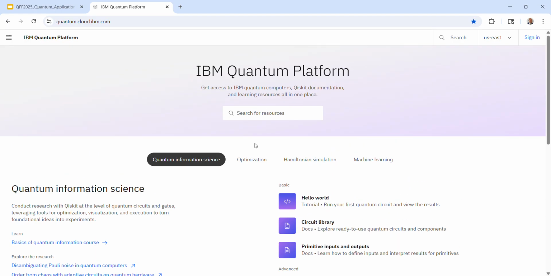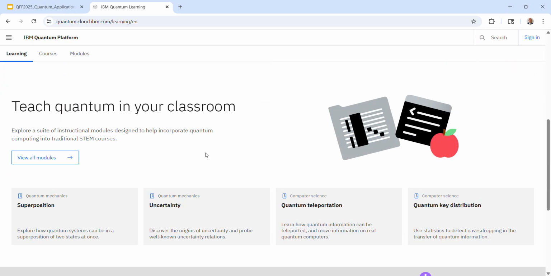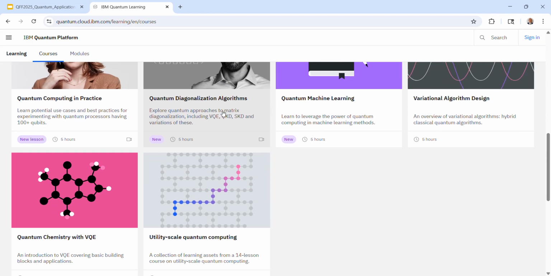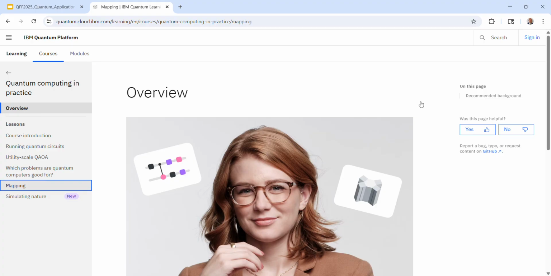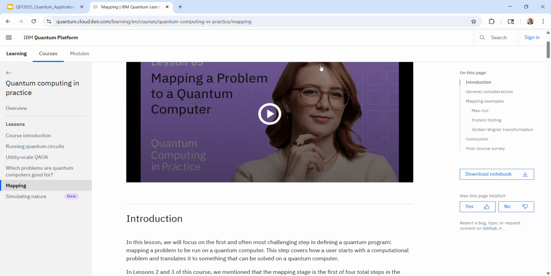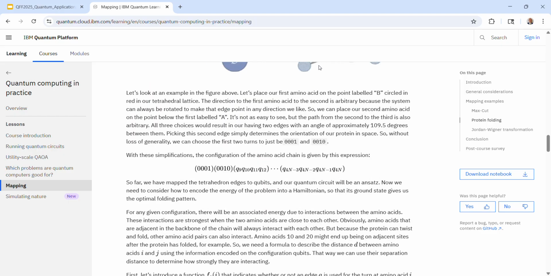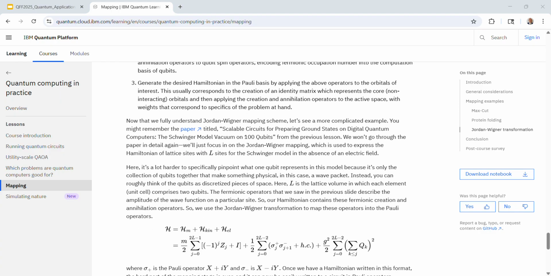That's really good. Let's see here. Learning, view all courses. I think it's quantum computing in practice. Yeah, so they have an entire section here on how to map a problem to a quantum circuit, understanding how we're encoding these things. That's a huge part of what quantum computing is.